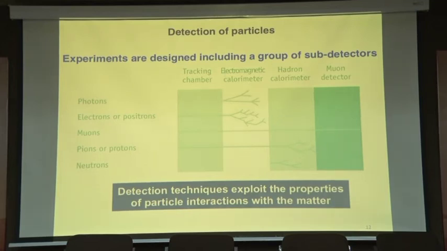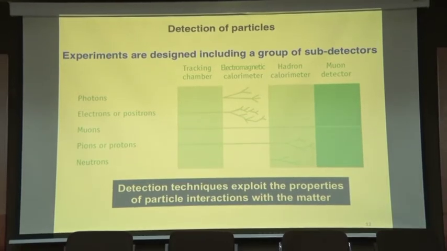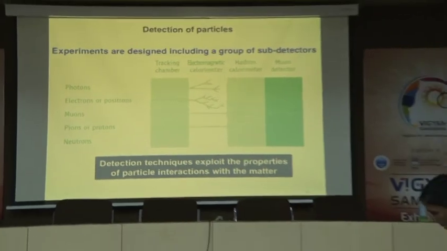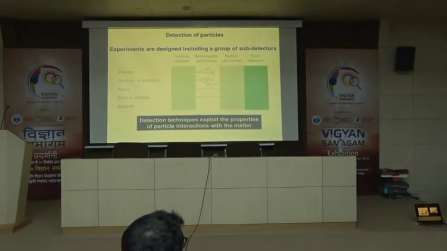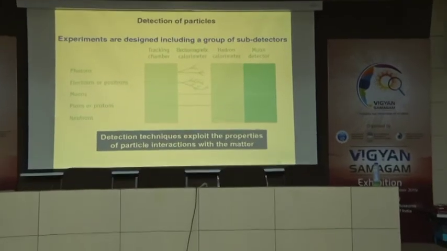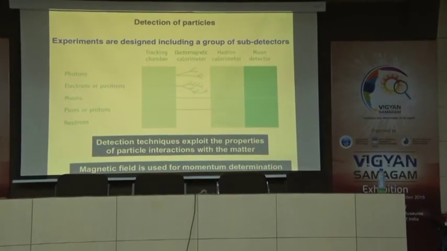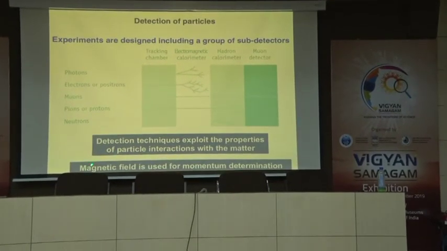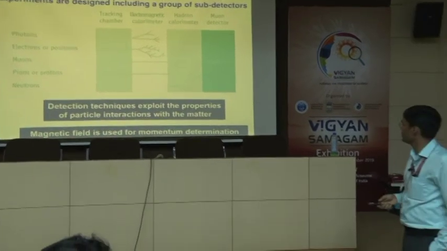Suppose you want to build a detector for detecting muons, then you have to understand the muon interactions with matter, and then you have to find some intelligent technique to detect muons or any other particles. And then all these things are done inside the magnetic field. So the magnetic field is used for momentum determination.